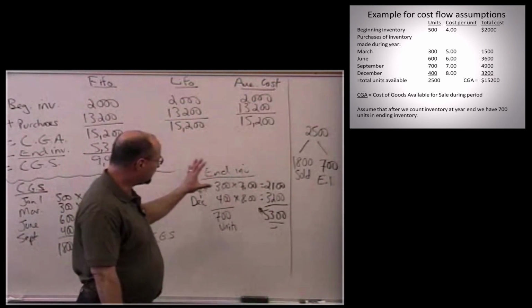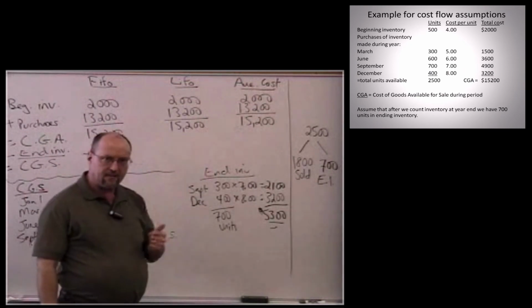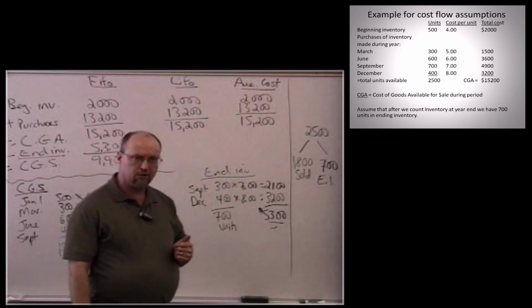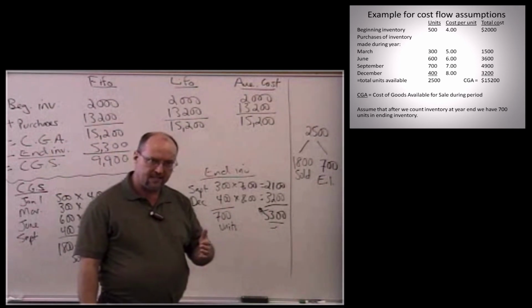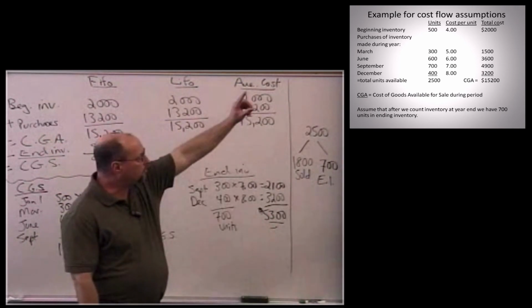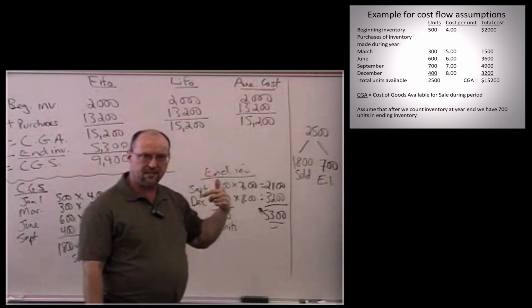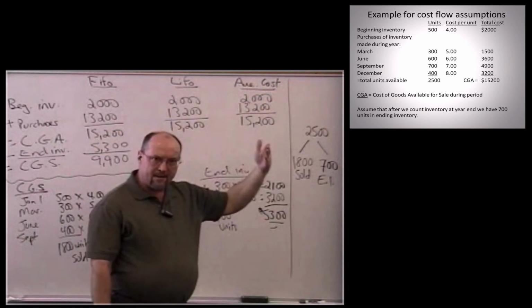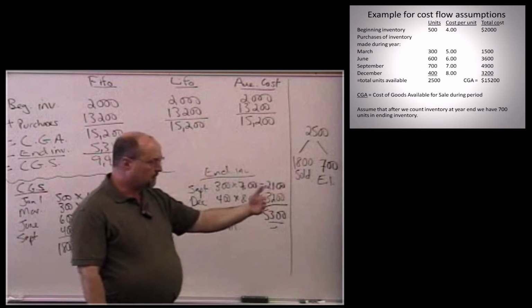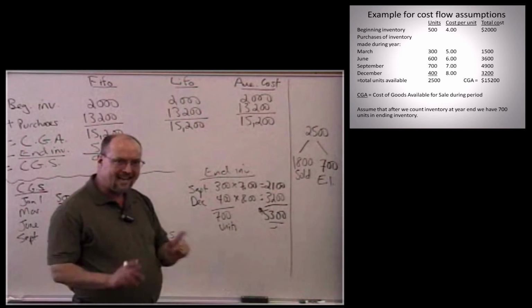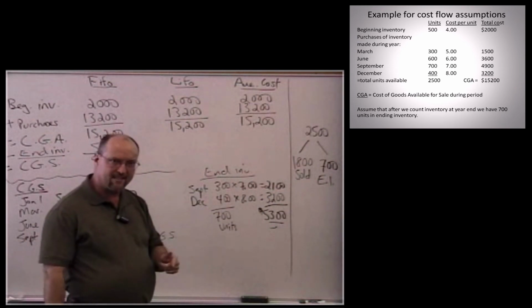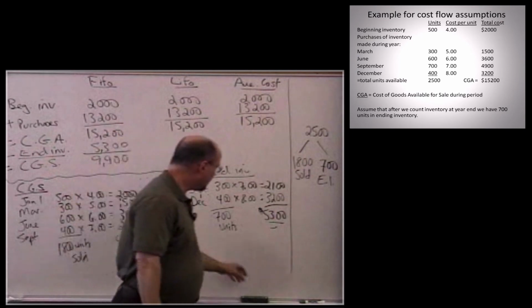So we just calculated both ending inventory and cost of goods sold using FIFO, first in, first out. The oldest stuff is the first in, and beginning inventory by definition is always first in. March came in before June, June came in before September, etc. Now we're going to look at LIFO, last in, first out. So I've got to erase these numbers here.